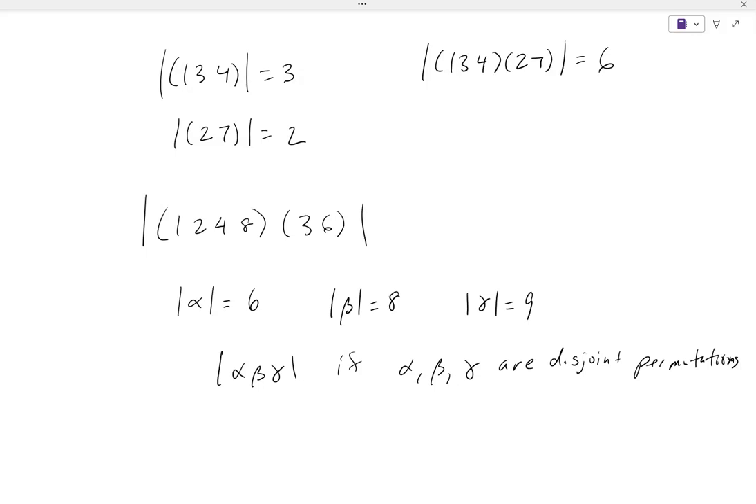I have to be careful because if they're not disjoint, then they don't commute typically. They might, but they don't have to if they're not disjoint. And then I can't distribute the power over each factor. Okay. What do you think?